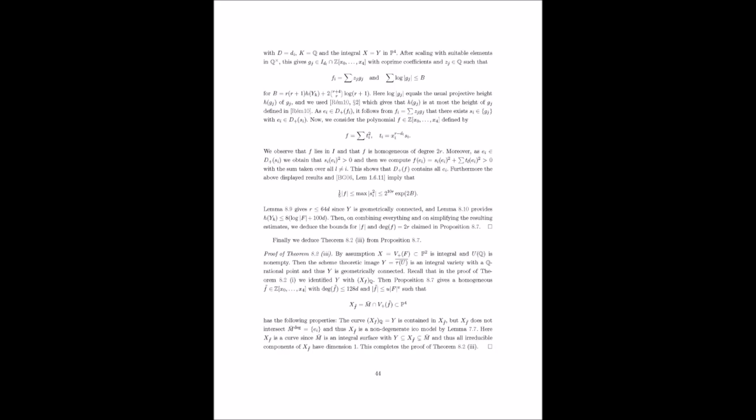So if we can find a non-degenerate ICO model for a curve, then we can use this Parshin construction. We can kind of unlock all these tools to help study these points. That's exactly right.